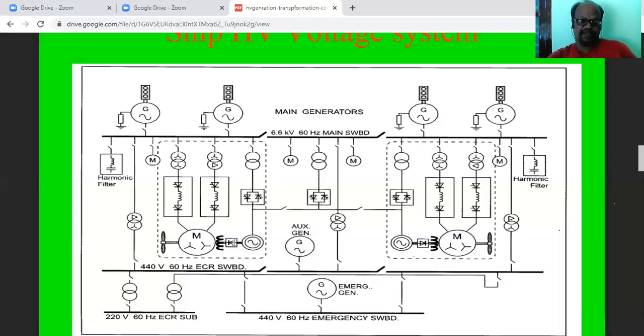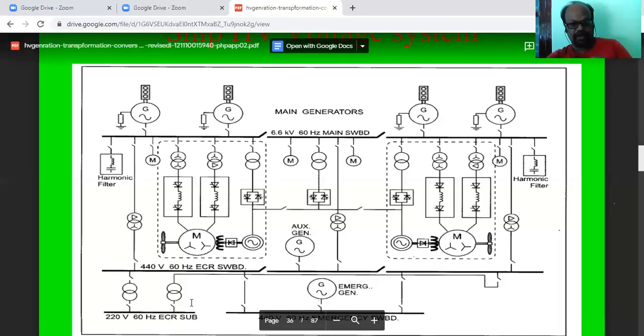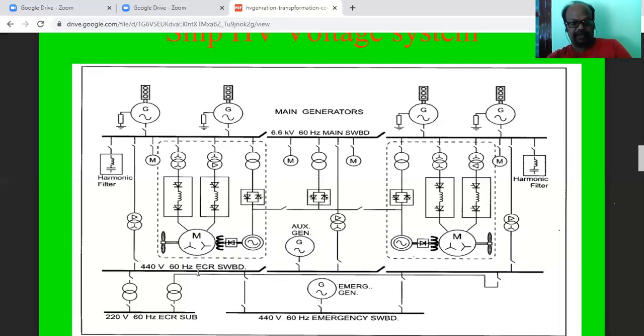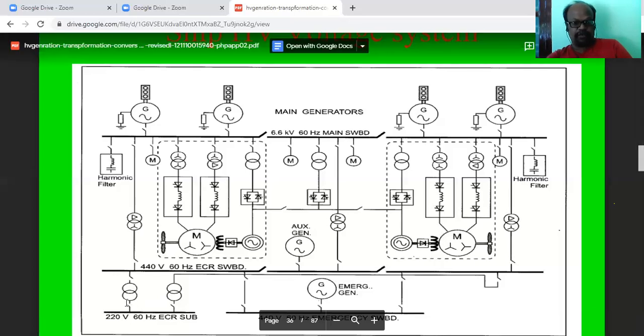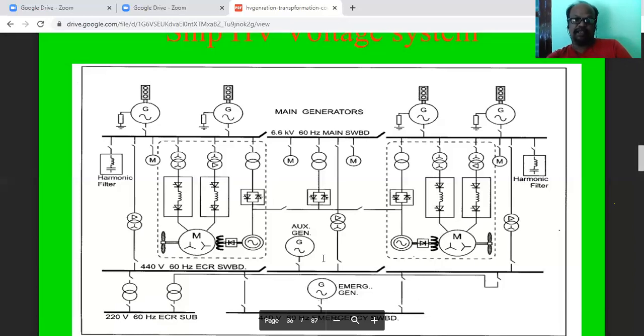The alternator output is usually AC. Using a rectifier, we are getting a DC that will be given to the excitation. And at another end, we are taking the power for other purposes. We step down from 6.6 kV to 220 volts 60 hertz for some other purposes. We are having two additional generators. One is the auxiliary generator and another one is the emergency generator.